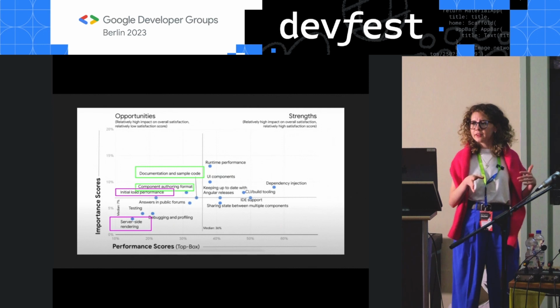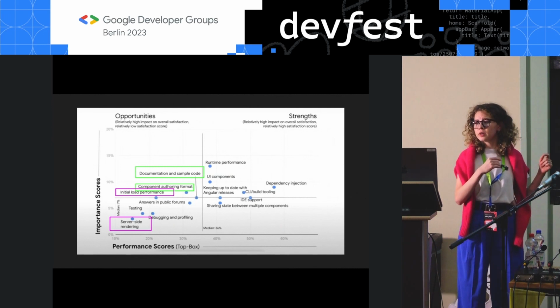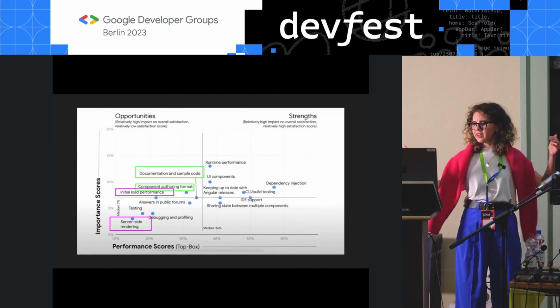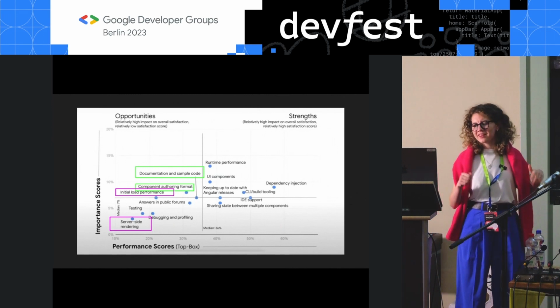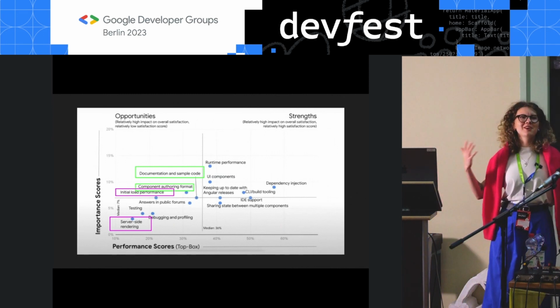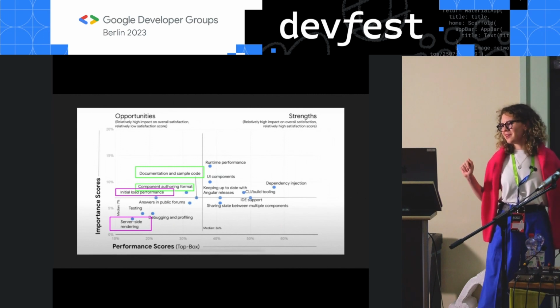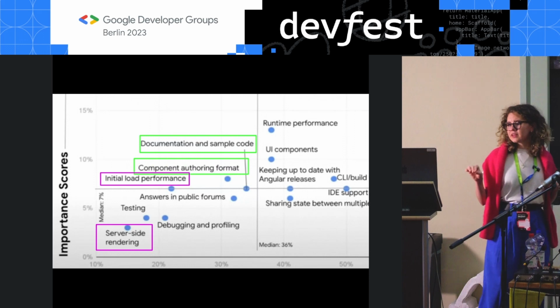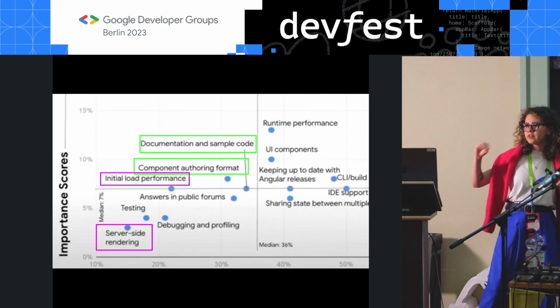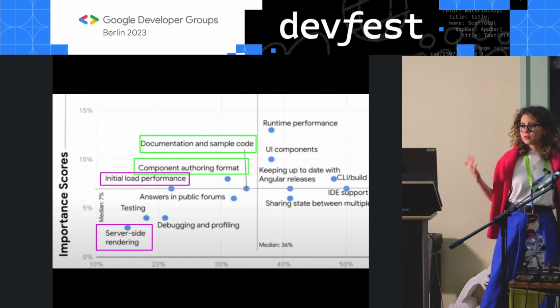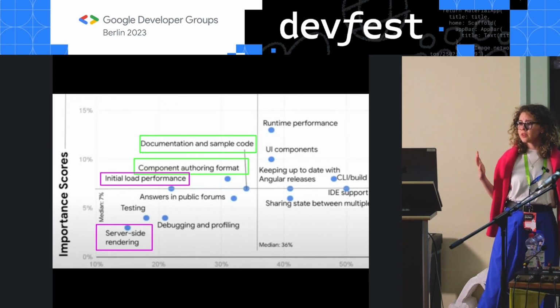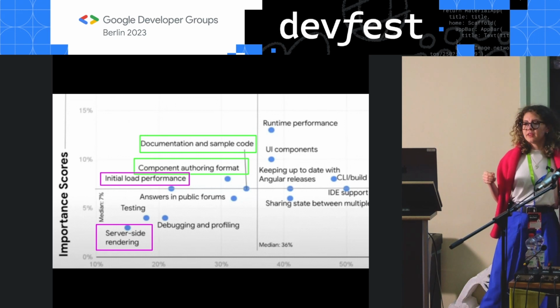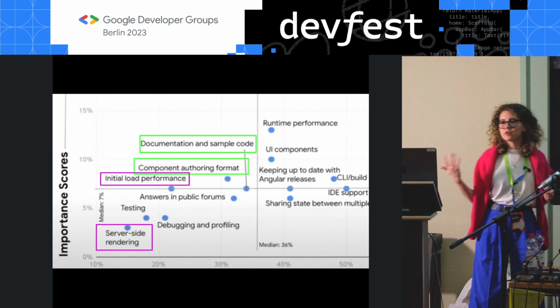that devs identified as strengths of the framework on the right-hand side, and some weaknesses or opportunities, areas for growth, whatever you name it. And let's zoom in. When I looked into them, I could immediately see how some of them fall under developer experience, such as documentation and component authoring format, and others fall into velocity and performance, such as initial load performance and server-side rendering. Now, how were these addressed in the new version of Angular?